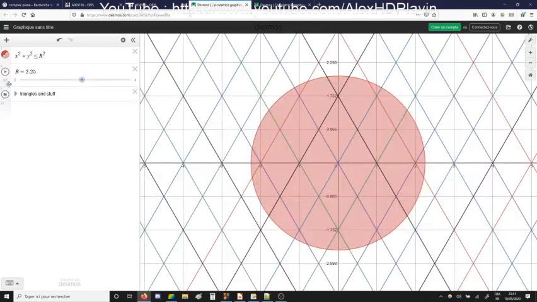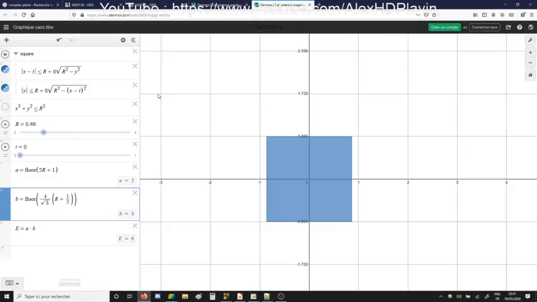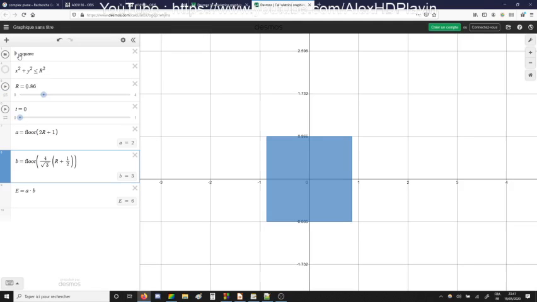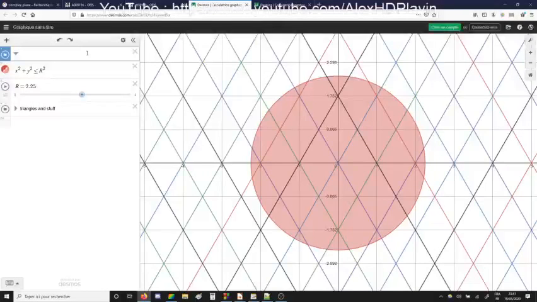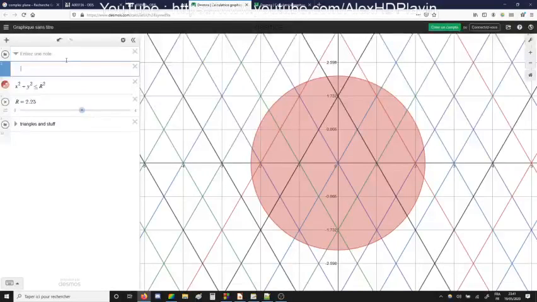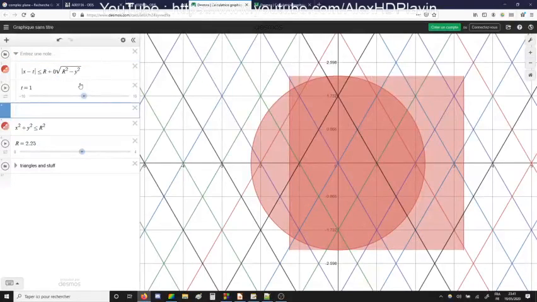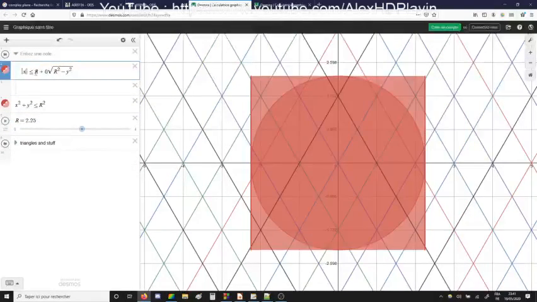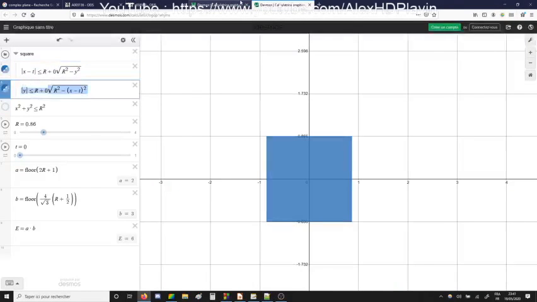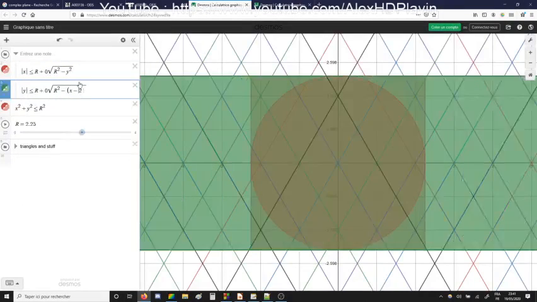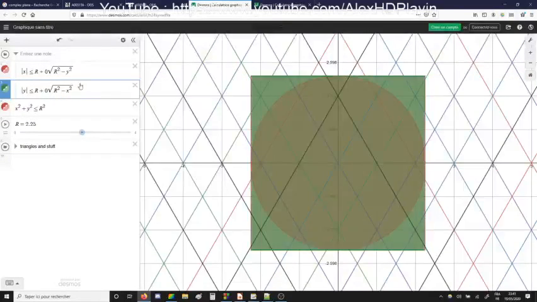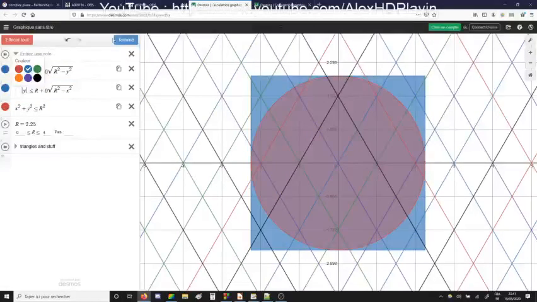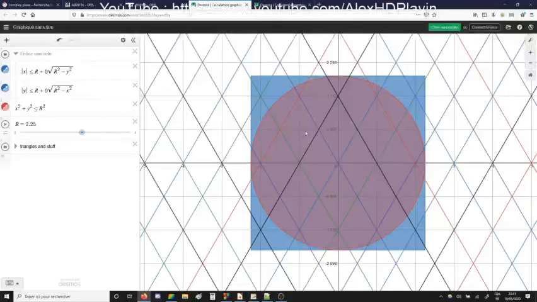Funny enough, I forgot the square. I'm dumb. Oh shit. Do that. Okay, I'm going to put the same color.